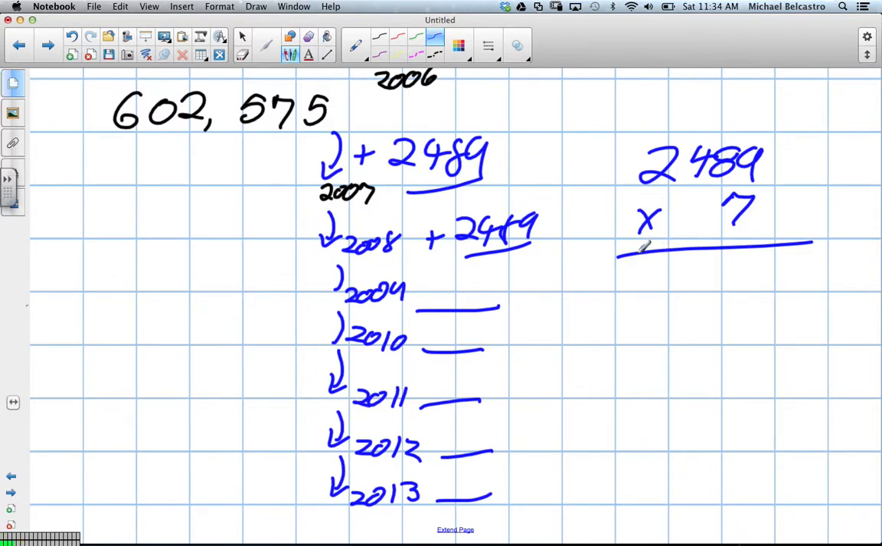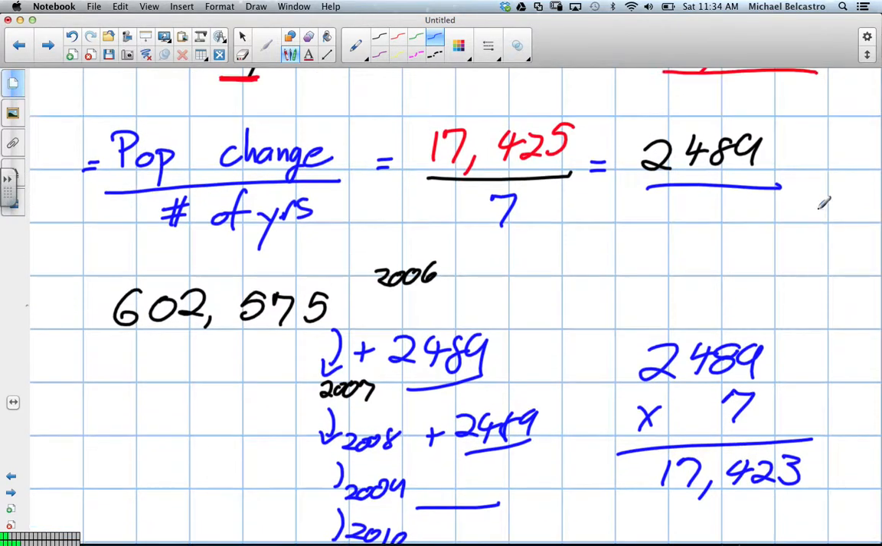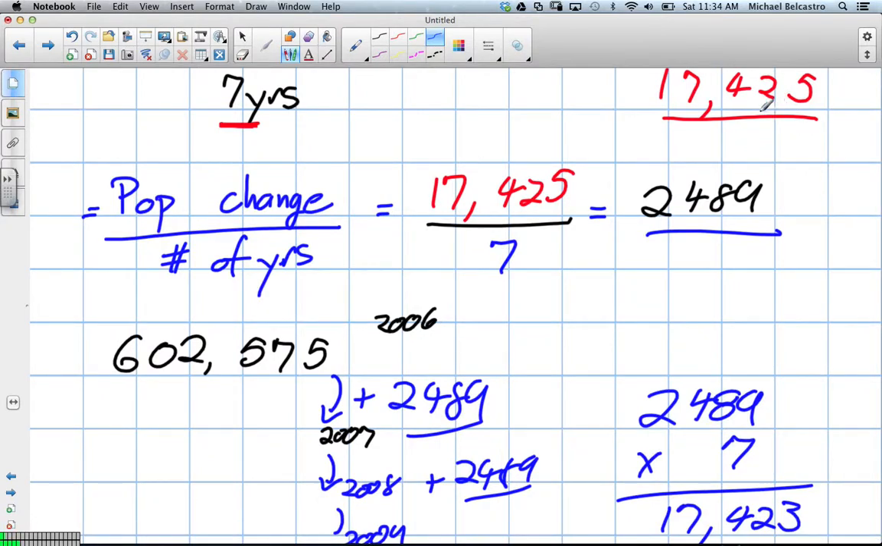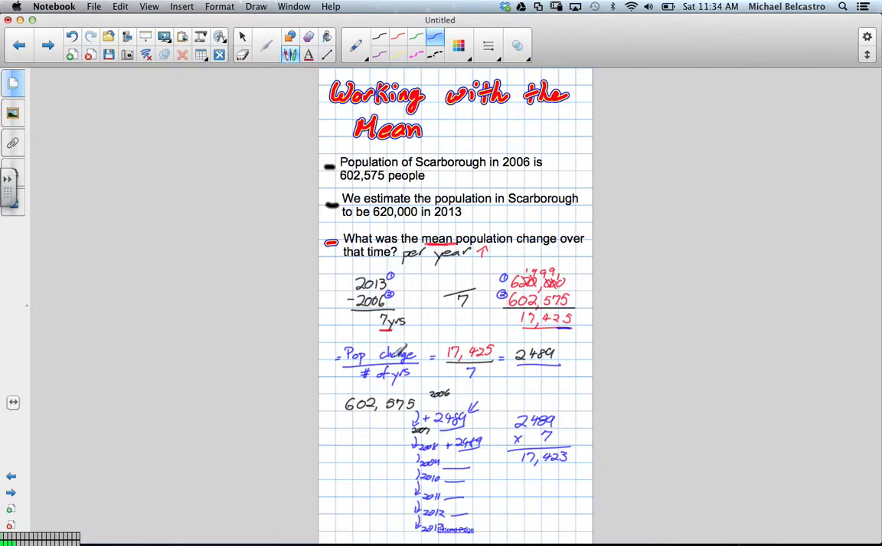What did you get? 17,423. And what did we calculate the increase to be after our estimate? 17,425. So see how close we were? Okay, so that's an excellent estimate of the per year increase. So we had to figure out the change in years and the change in population and divide the two to find out how much it changed every single year.